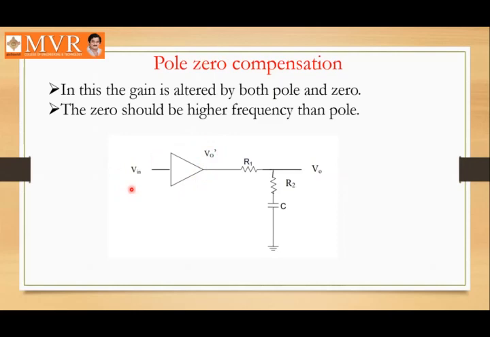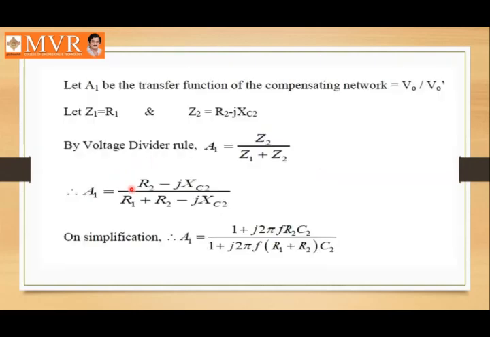By solving this, let A1 be the transfer function of the compensating network. We are going to consider the transfer function of the compensating network as A1. Then the output will be Vo by Vo dash. So let Z1 be equal to R1.